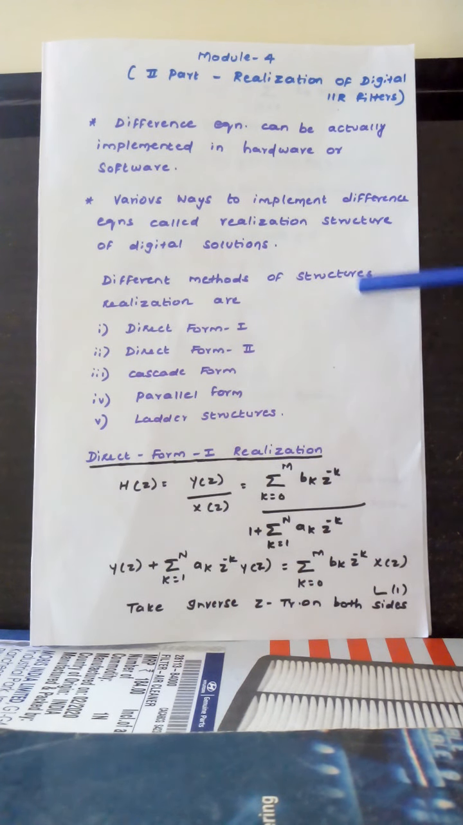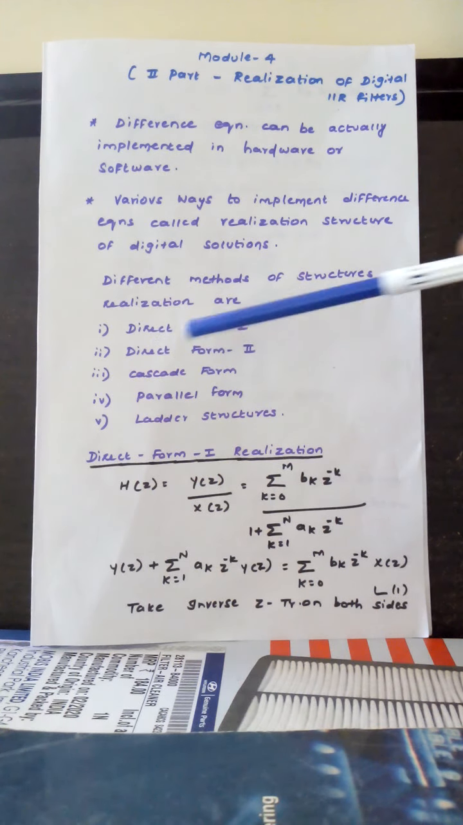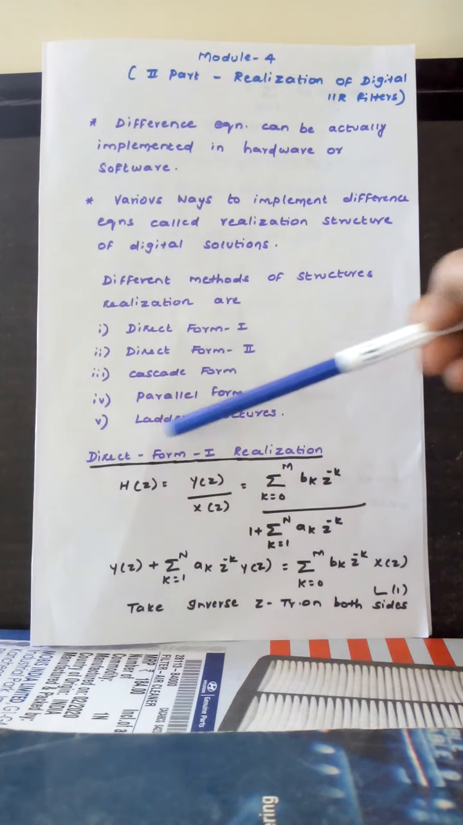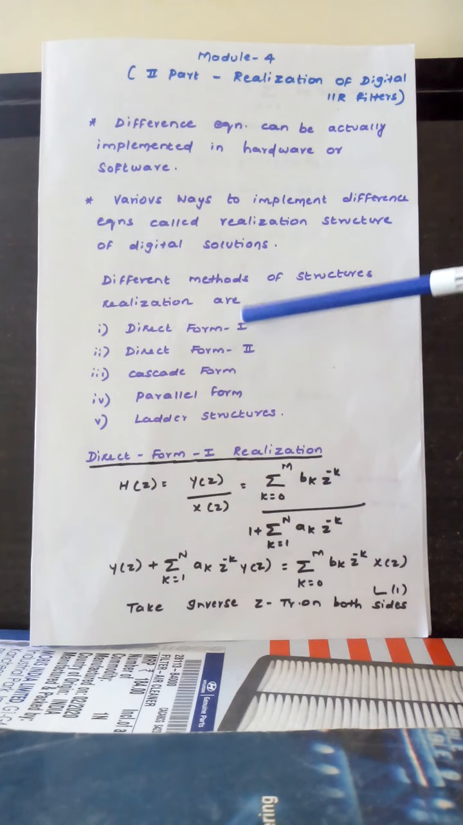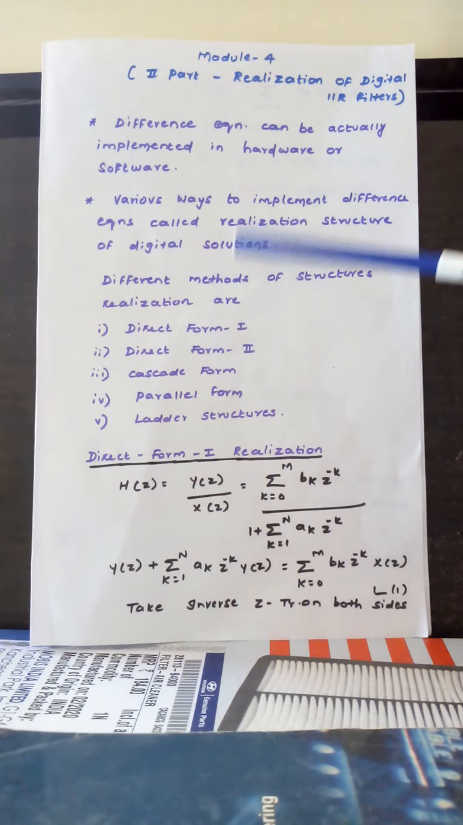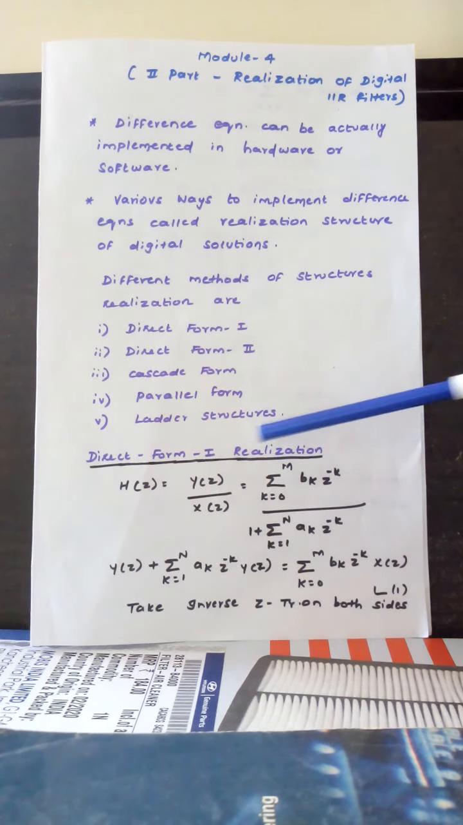The different structures of realization are direct form 1, direct form 2, cascade form, parallel form and ladder structure. Direct form 1 and direct form 2 we have already studied in signals and systems, so anyway, we are following the same method. We'll see the first method, that is the direct form 1 realization.